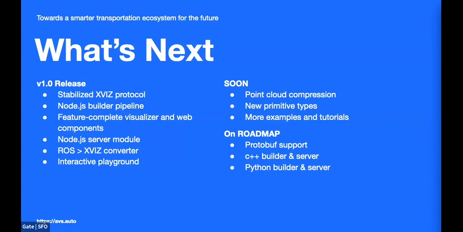And right after the official release, we're also adding support for point cloud compression using Draco, new primitive types to address more use cases, and continuing to improve our examples and documentation. Internally, we have a C++ pipeline that does converting and serving the data. It is our intention to eventually open source it as well, since C++ and Python are the more common languages used by autonomy engineers.